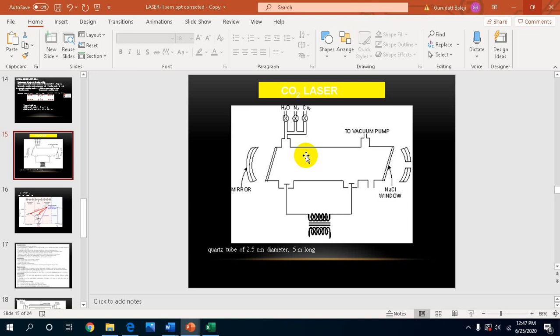Two electrodes are kept inside the quartz tube. These are the two electrodes across which the power supply is connected. So this is the construction part of the CO2 laser.